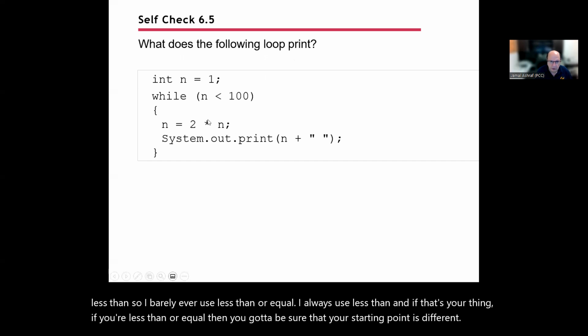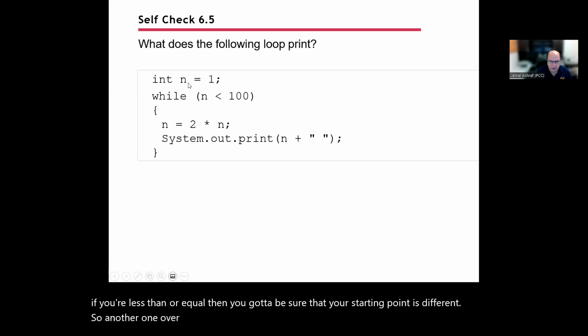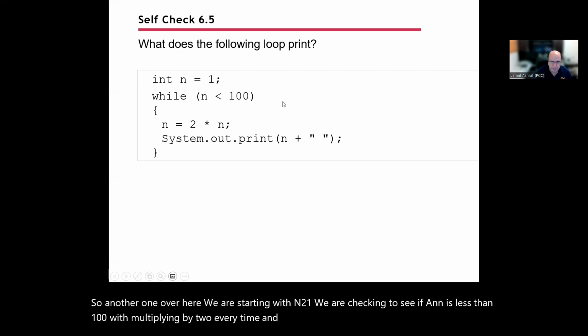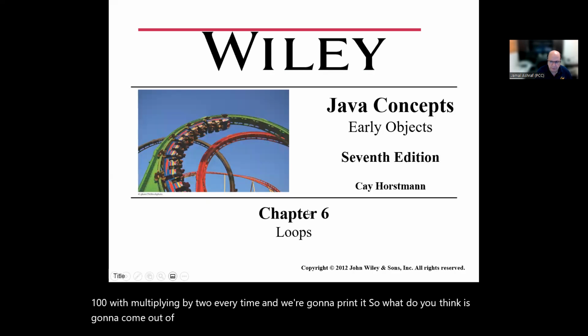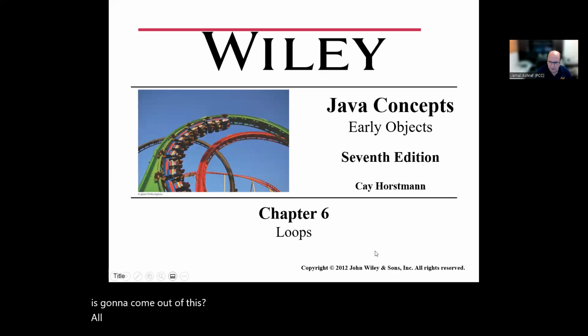So another one over here, we are starting with n as 1. We are checking to see if n is less than 100. We're multiplying by 2 every time, and we're going to print it. So what do you think is going to come out of this? All right, I'm going to stop right here, and then we can go to the next.